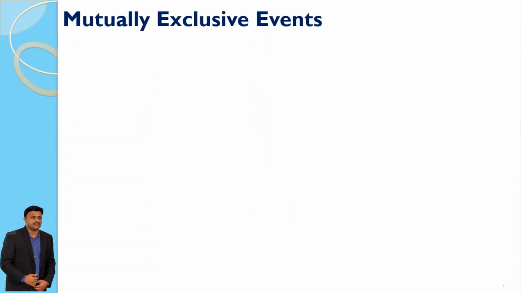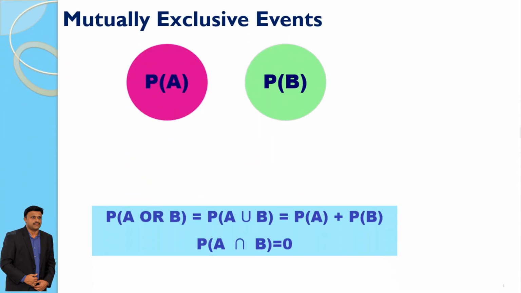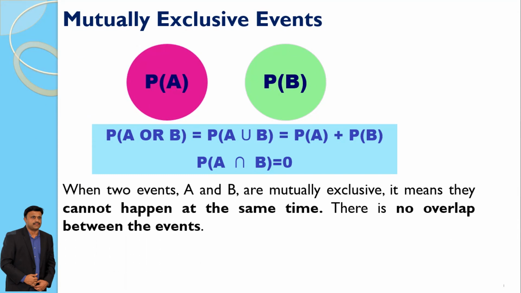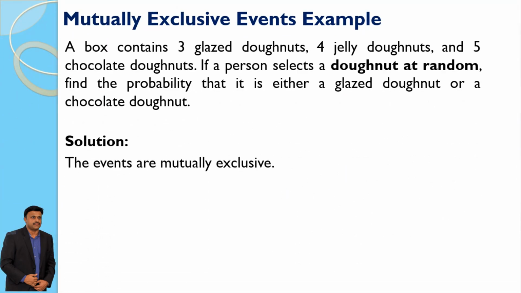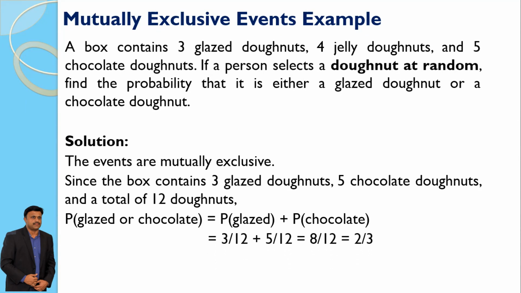When two events, A and B, are mutually exclusive, it means they cannot happen at the same time. There is no overlap between the events. A box contains 3 glazed donuts, 4 jelly donuts, and 5 chocolate donuts. If a person selects a donut at random, the probability that it is either a glazed donut or a chocolate donut is calculated by adding the probabilities of each event.